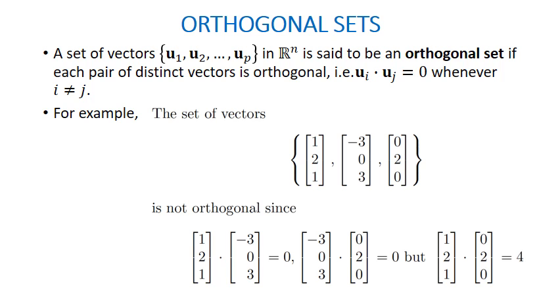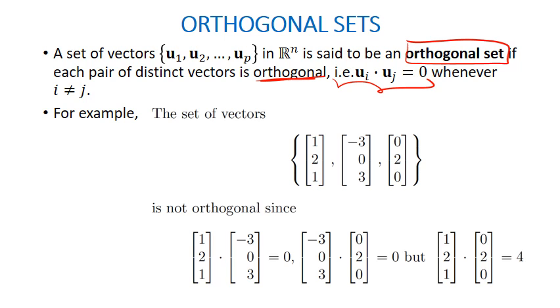A set of vectors in Rn is said to be an orthogonal set if each pair of distinct vectors is orthogonal, which we talked about in the previous section, illustrated here, whenever i does not equal j.